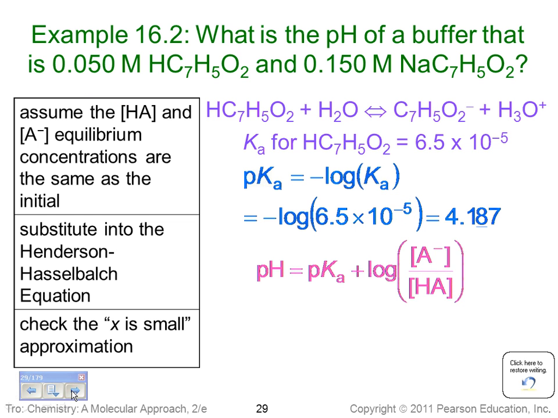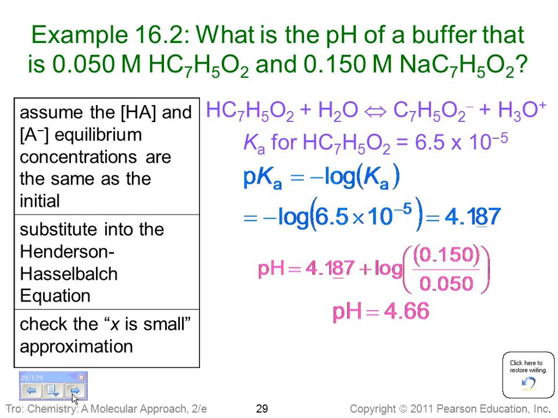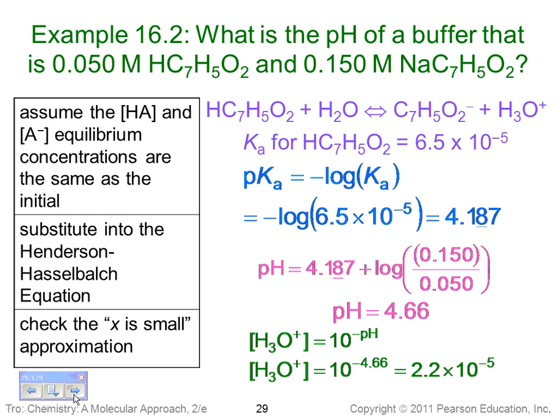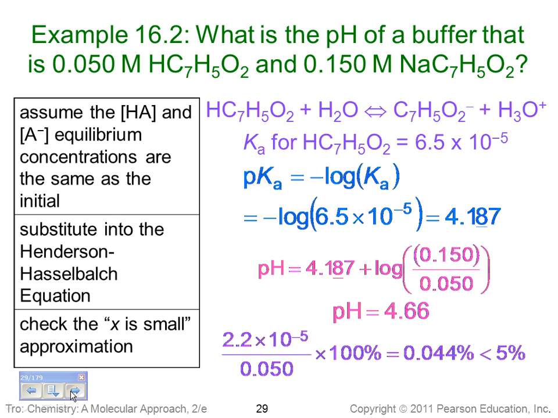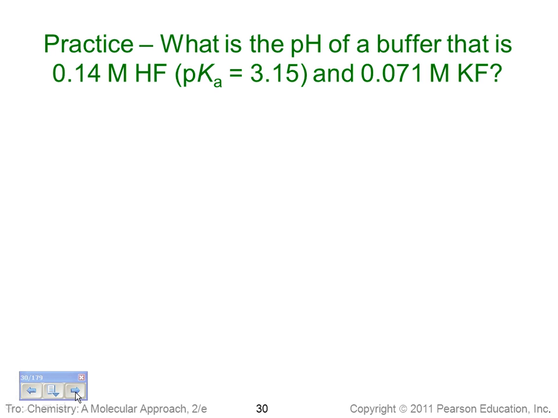But if you want to truly do the X is small check, then what you need to do, so 4.66, that's what we found, is to undo the 4.66. So the hydronium X is actually 2.2 times 10 to the minus 5. 2.2 times 10 to the minus 5 divided by 10 to the minus 2. Yes, under 5%. 3 powers of 10 is usually enough. So yeah, Henderson-Hasselbalch is perfectly fine to do.